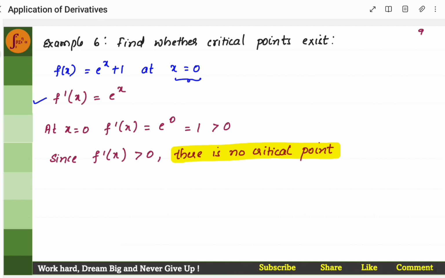For a critical point to exist, the derivative of the function should be equal to 0. Only if the derivative of the function is 0, we say a critical point exists. But here, the derivative is 1, which is greater than 0. It is not equal to 0. Therefore, there is no critical point.